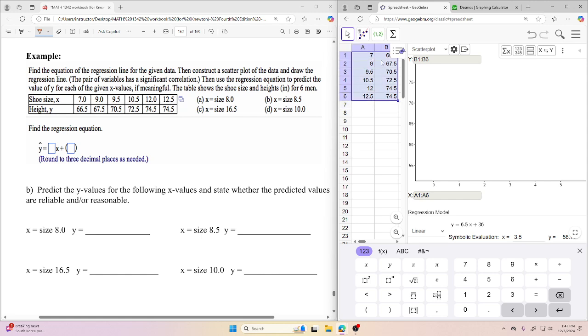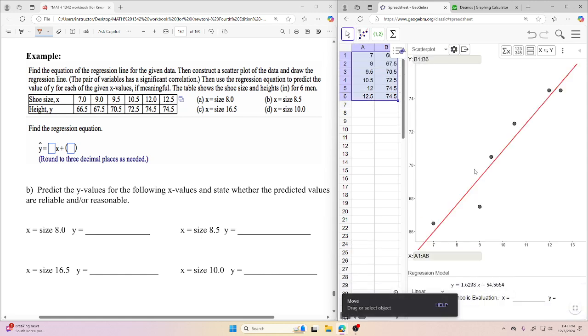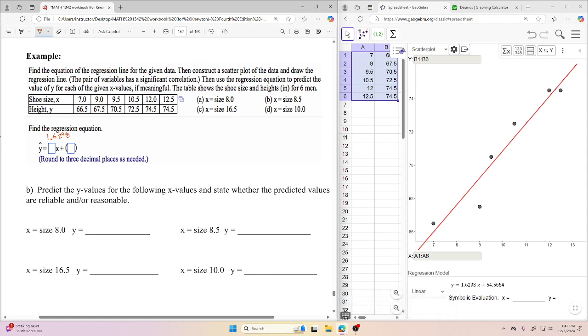So I'm highlighting all my data. Same thing, 2-variable regression, linear, it's already put in the answers, very simple, no problems, super easy. We got this right here, 54.566. Good enough.